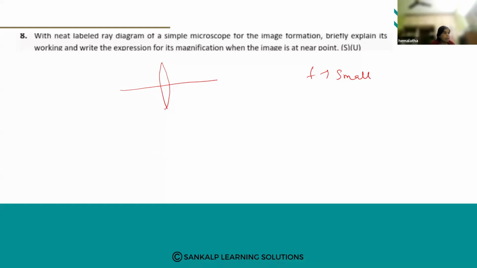So here it is, this is the axis of the lens. Okay, correct? This is the pole, the center of the lens. Okay, next, if you keep the object here, what happens? It has a small focal length. If you keep the object here, then what happens?